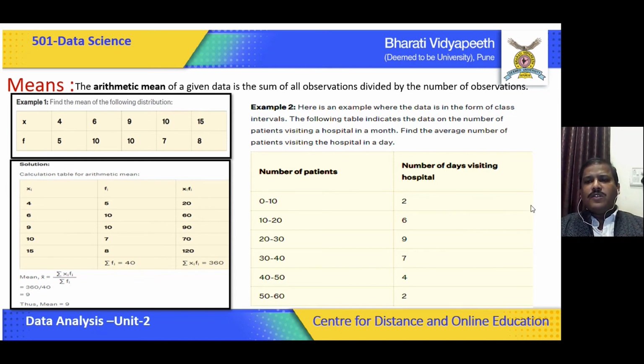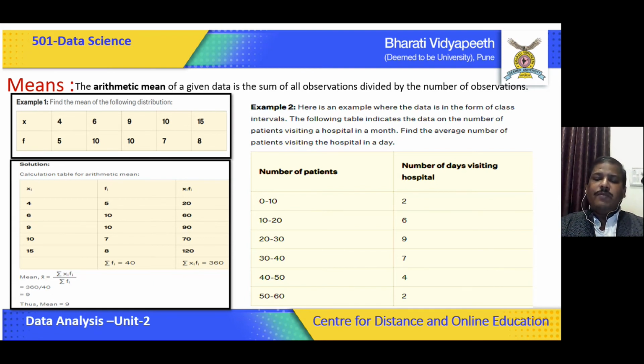Similarly, I have a second example. This is a problem I can show you, and you can check and find the mean of this. Here is an example where data is in the form of class intervals. So you have a range of data, a group of data, right? Ranges 0 to 10, 10 to 20. The following table indicates the data on the number of patients visiting a hospital in a month. So we can find the number of patients, 0 to 10, which means you have a range of data, right?